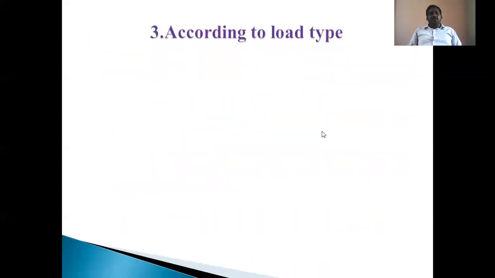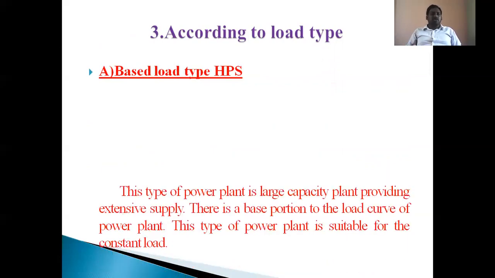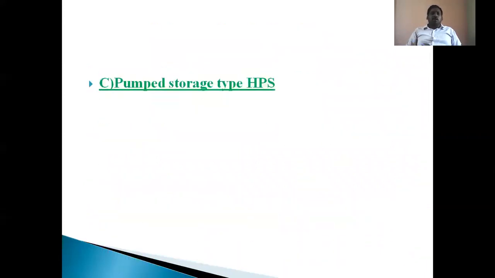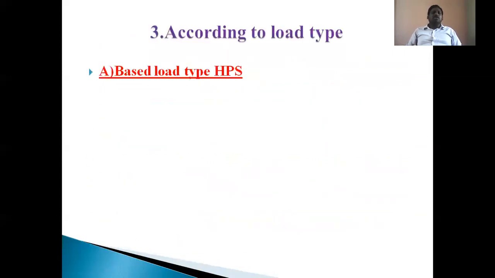The next criteria is according to the load type. According to the load type, the hydroelectric power plants are classified as base load type hydroelectric power station, peak load type hydroelectric power station, and finally pumped storage type hydroelectric power station. So base load type hydroelectric power station means this can only meet the base load demand, which does not meet peak load demand.